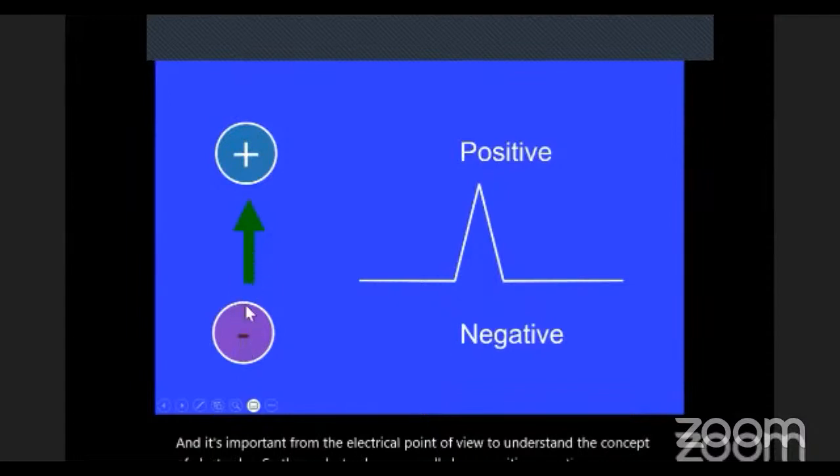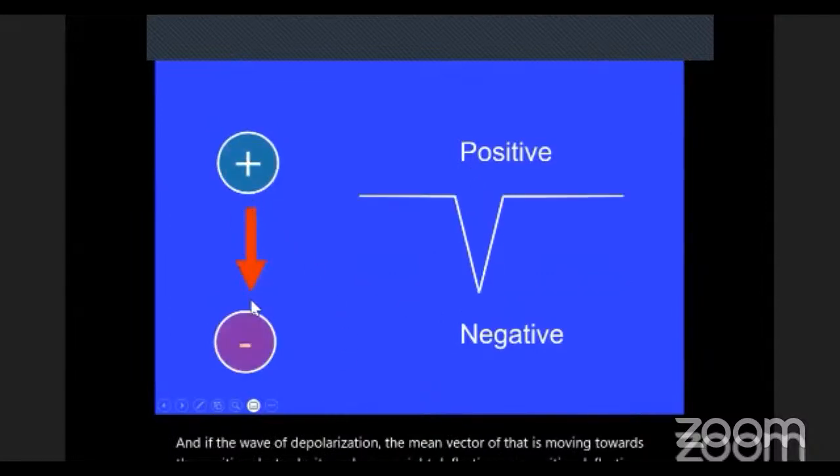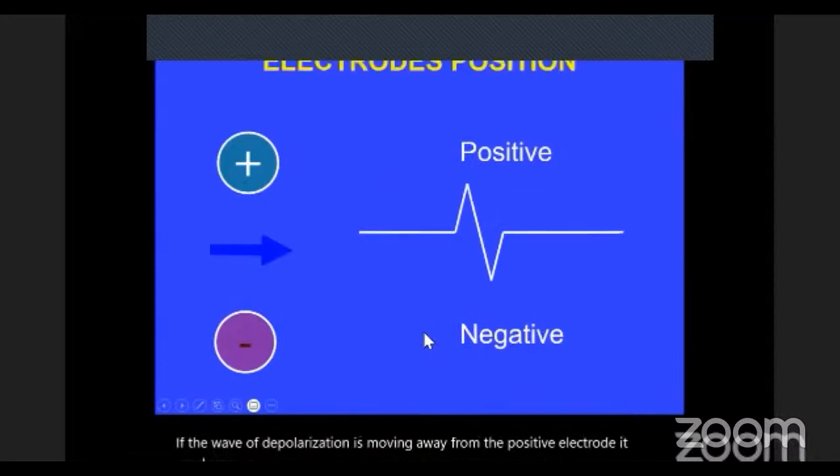If the wave of depolarization, the main vector of that, is moving towards the positive electrode, it produces an upright deflection, or a positive deflection. If the wave of depolarization is moving away from the positive electrode, it produces a negative deflection. What will happen if it is perpendicular to these electrodes? If the wave of depolarization is moving this way, there is a positive part and a negative part, and they will equal each other. So they will cancel each other, and we will have an isoelectric line.